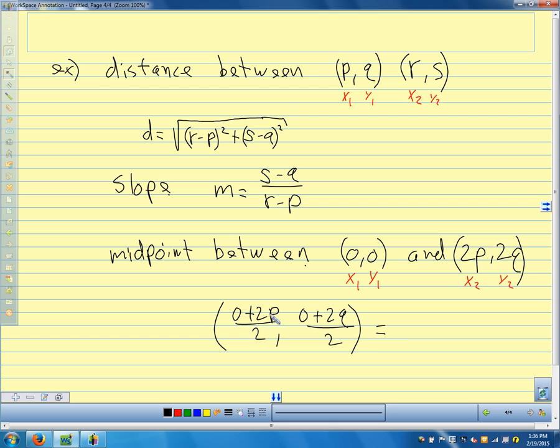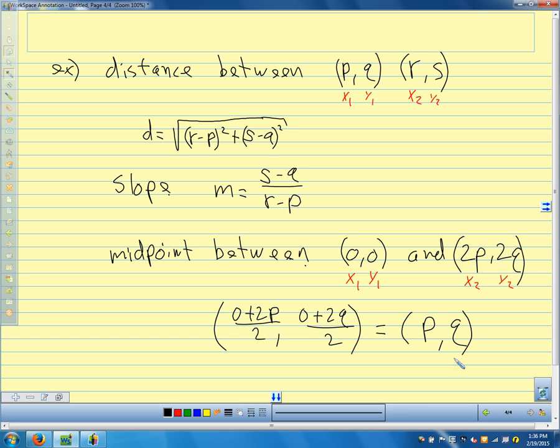And what is 2p divided by 2? P. What's 2q divided by 2? Q. So the midpoint between (0, 0) and (2p, 2q) would be the point (p, q). Whatever that happens to be. All right, questions there? Okay.